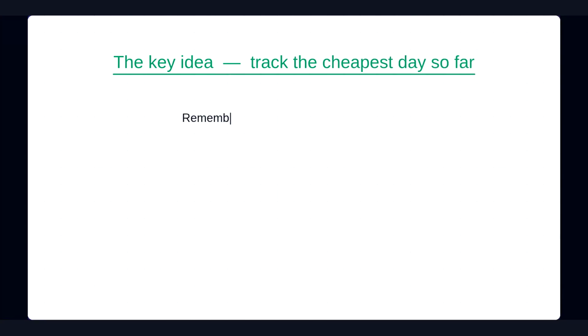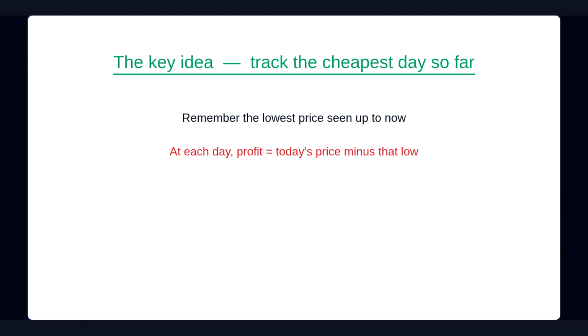As we walk through the days, we keep the cheapest price we have seen so far, because that is the best day we could have bought. At each new day, if we sold today, the profit would be today's price minus that lowest buy price. We track the best such profit across all days, and we keep updating the minimum whenever a cheaper day appears. One pass gives the answer.